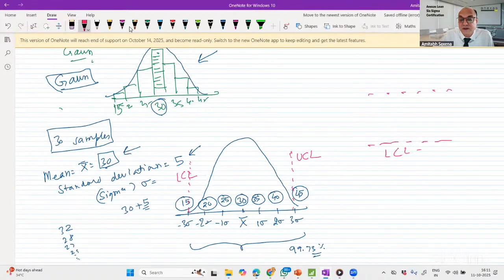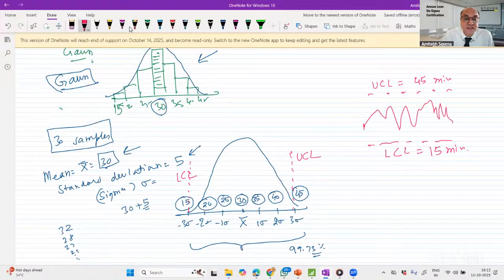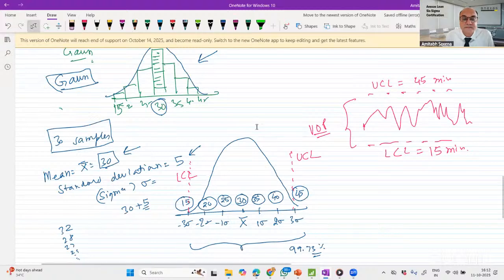The lower control limit of your traveling time is 15 minutes, and the upper control limit of your traveling time is 45 minutes. So I can predict that 99% of the time you'll be taking between 15 minutes and 45 minutes. This we also call the voice of the process. I hope you got the point. I hope you are with me up to here.